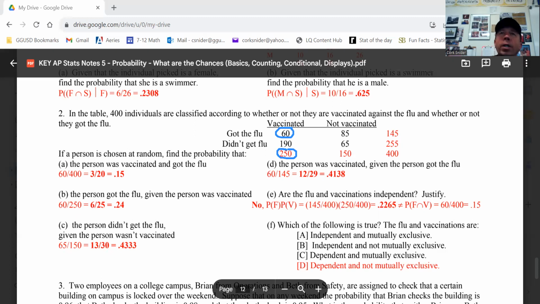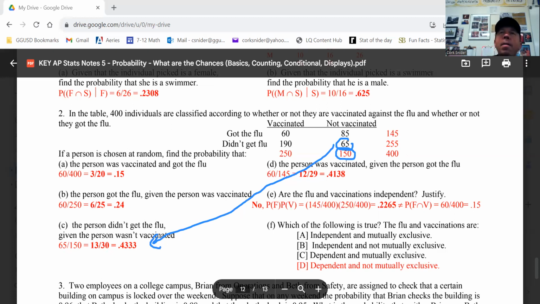Okay, question C, the person didn't get the flu given they weren't vaccinated. All right, so let's see here. How many weren't vaccinated? 150, and then didn't get the flu, that would be 65 of those. And if you make that into a decimal, it's about 43%.